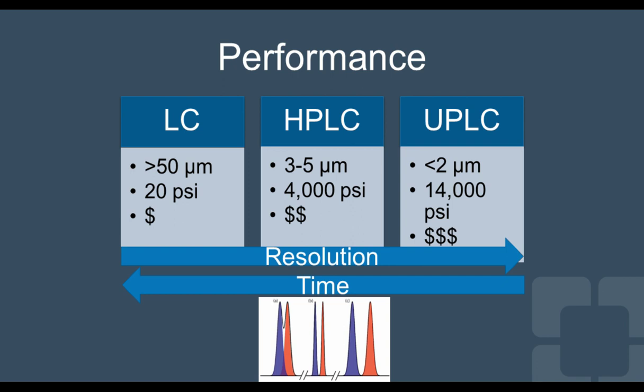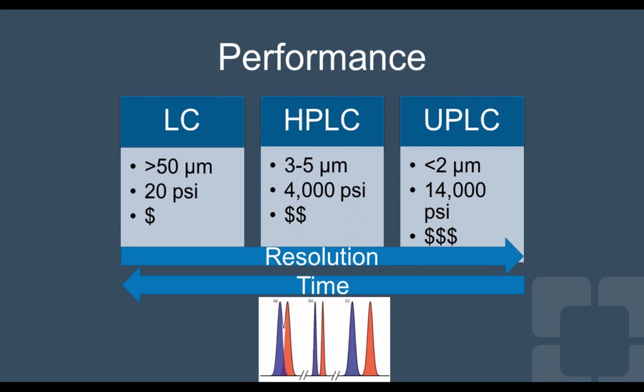Here the particles are much smaller, about 3 to 5 micron, and the pressure needed to force the liquid or mobile phase through this stationary phase is much greater due to how fine the particles are. This requires specialized pumps, which increases your cost.